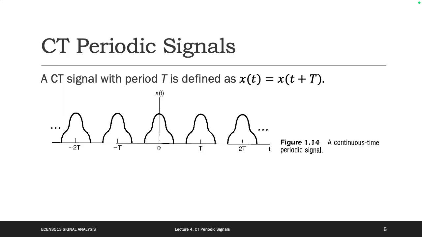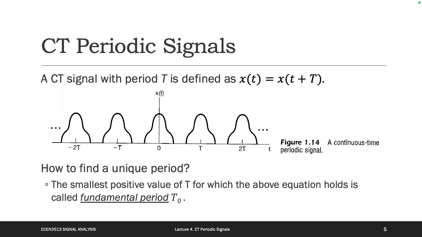And this is just one periodic signal, a continuous time periodic signal. And how to find a unique period? The unique period we also call the fundamental period, T0, which we define as the smallest positive value of T for which the above equation holds. Then let me ask you another question. For CT periodic signals, what is the important thing for us? It's to find the fundamental period. If we find the fundamental period, we can find the rule for these signals. Okay, we will talk about how to find the fundamental period later.